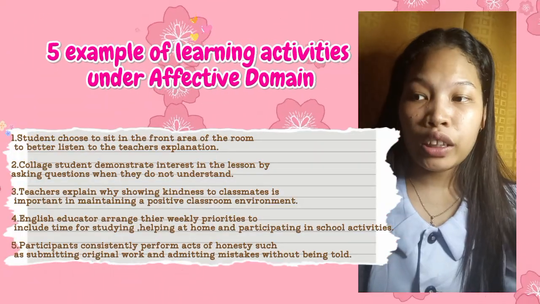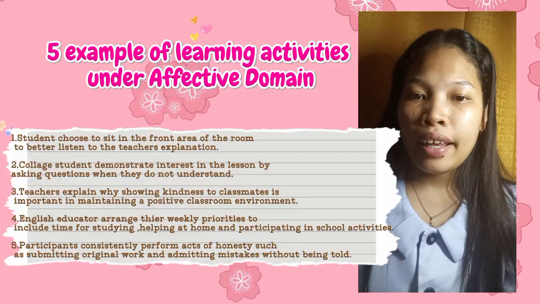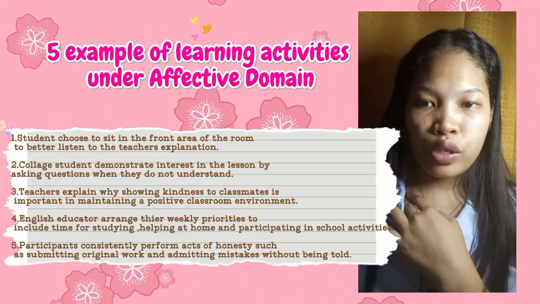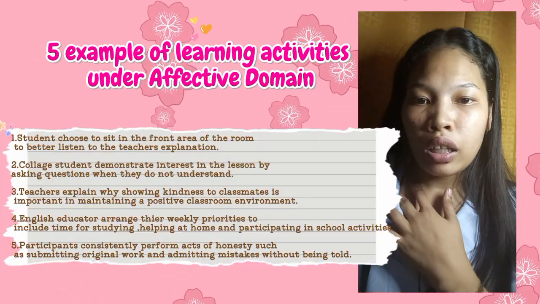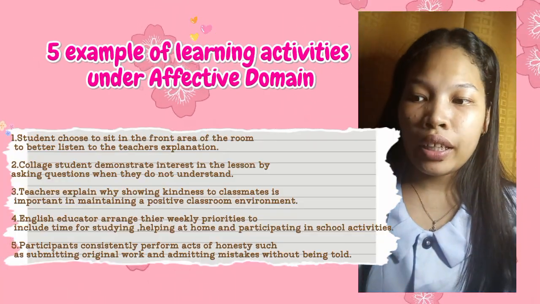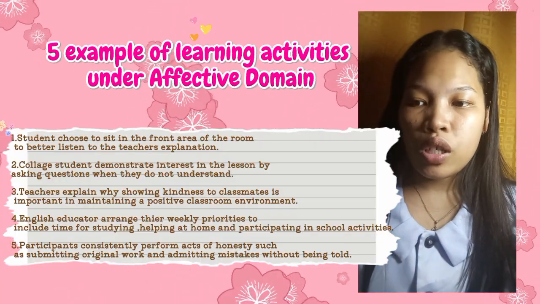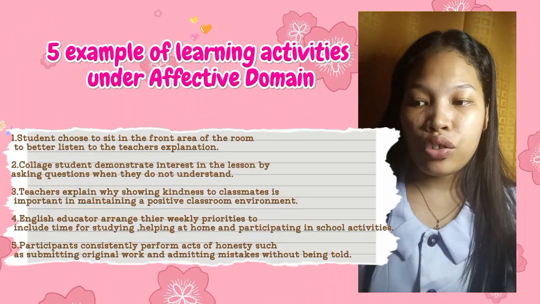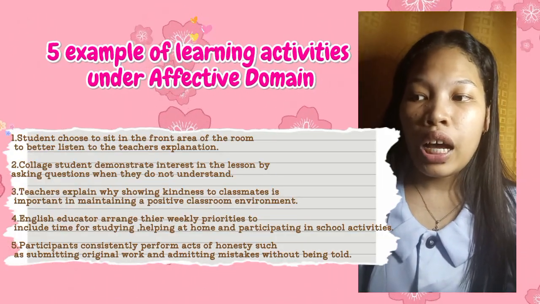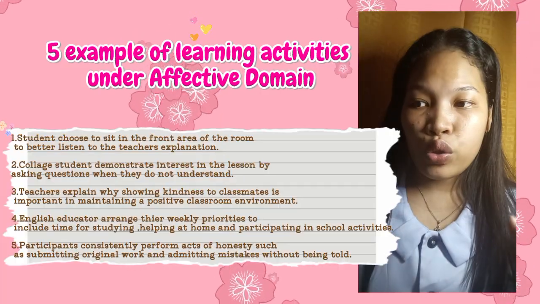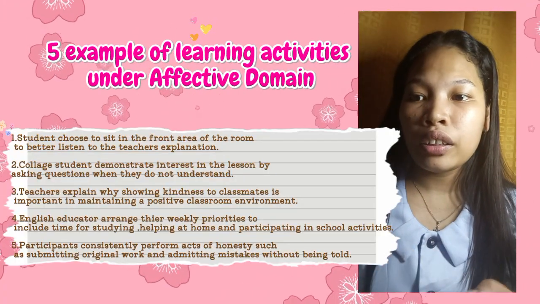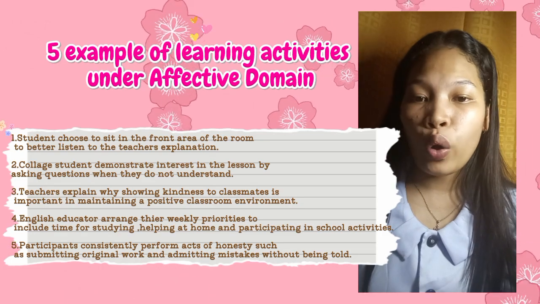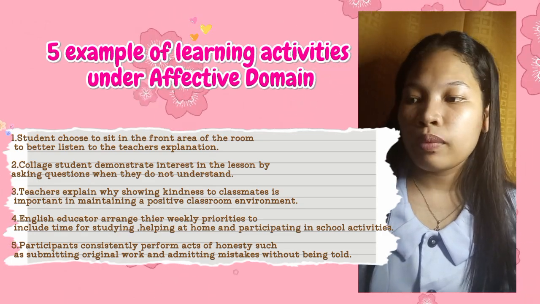So let's move on to the affective domain, explanation about the verb that I used. So this is my 5 learning activities. Number 1 is student choose to sit in the front area of the room to better listen to the teacher's explanation. I used choose because the learner is just paying attention and accepting ideas or informations.